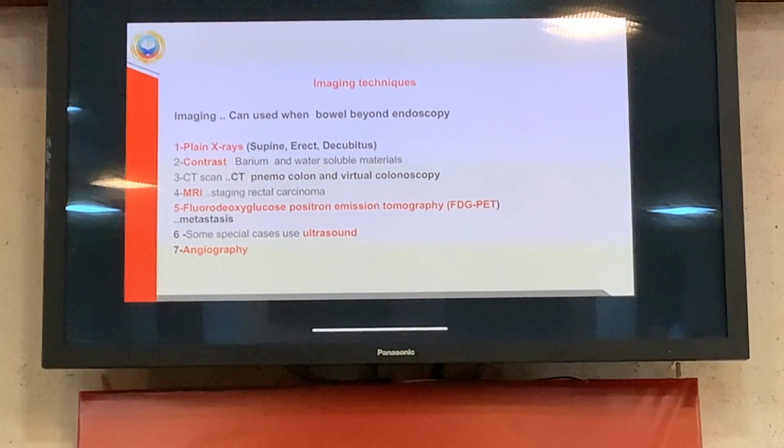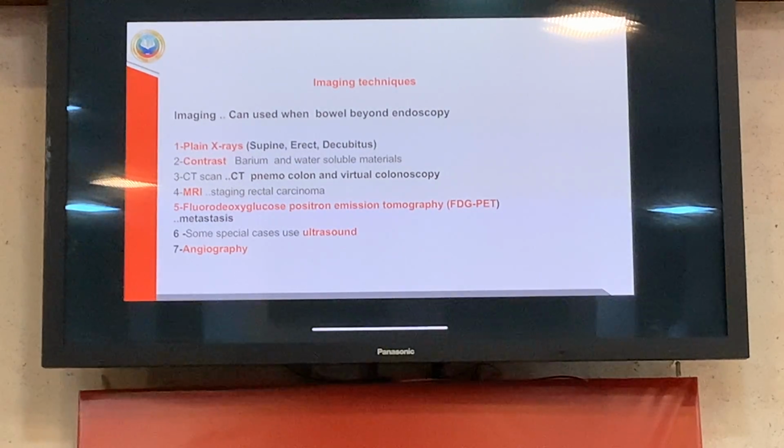Beyond endoscopy, imaging can be used in the bowel, including plain X-ray, whether supine, erect, or decubitus, or contrast, including barium and water-soluble material, CT, the native CT, contrast CT, CT pneumocolon, and virtual colonoscopy. MRI is not routinely used, but it now has a role in staging for patients with inflammatory bowel disease. And fluorodeoxyglucose PET imaging is sometimes used for distant metastasis. Sometimes we can use ultrasound and angiography.